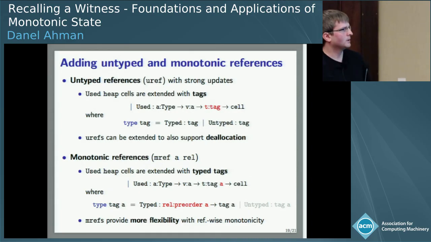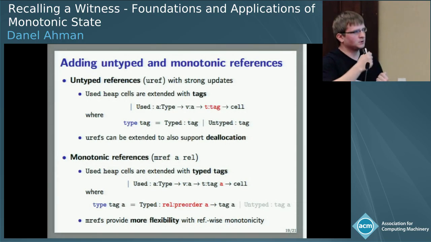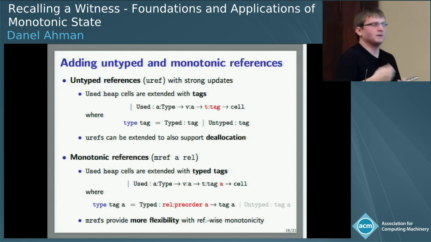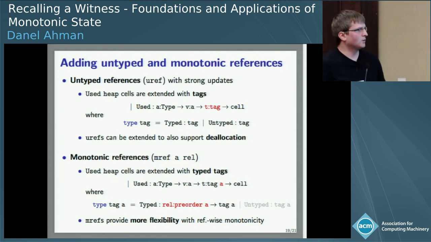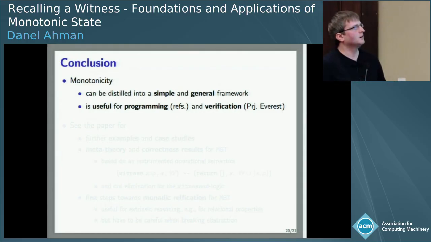And then you can also consider a variant of typed references that we call monotonic references, where each reference gets a preorder, and this gives you much more flexibility, so that you don't need to define a whole new heap model for your specific problems, but you can actually just use different references for specific programming or verification problems. And this amounts to just storing also the preorder at each of the memory locations. So that was a very quick overview of what we did in this paper.